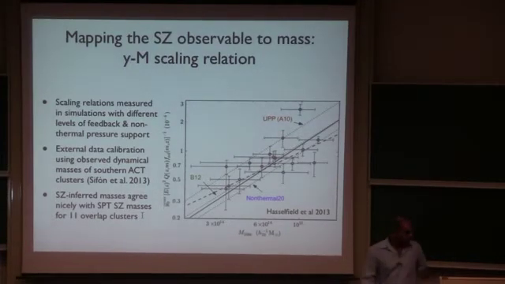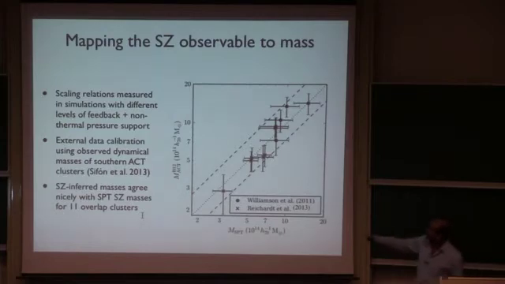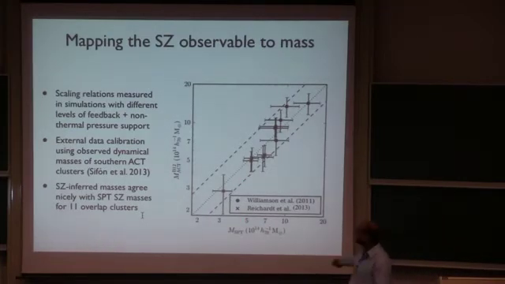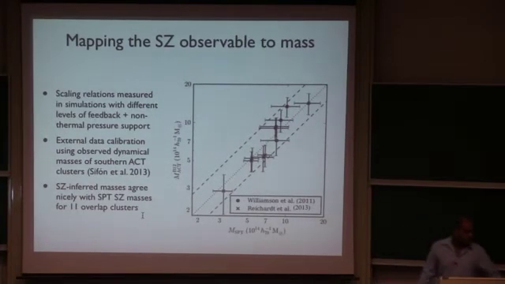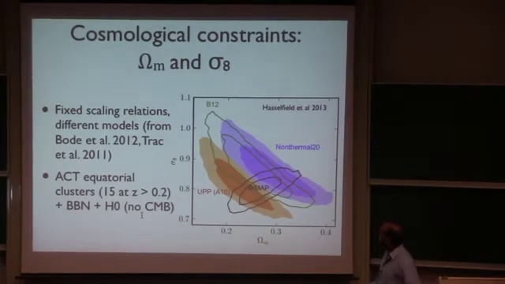And the other useful point, let me speed up a bit, is that we've compared to SPT and their masses. They have a completely different method of measuring mass, and we actually agree reasonably well: our V12 masses agree with their masses. That's a completely different data set, with a completely different analysis method and way of characterizing the mass. So now we can go to the cosmological constraints.